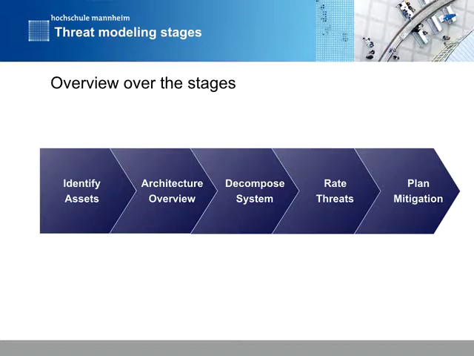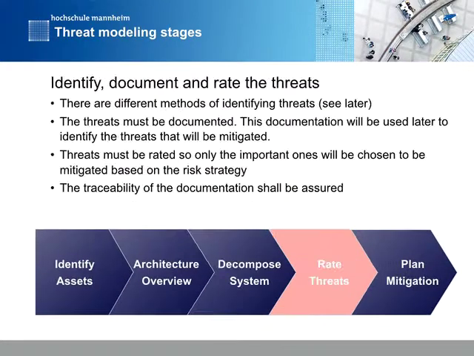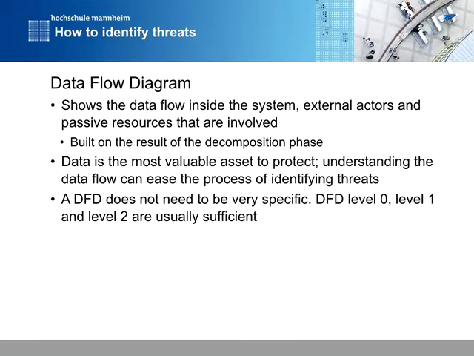Decompose the system is then to draw trust boundaries, so say these parts belong together, and between these and these I have a trust relationship. So everything that comes from in here I trust, everything that comes from outside I don't trust. Rate the threats. You've been here. First step, identify. I would recommend brainstorming. Rating I will explain later, and finally plan the mitigation, which means finding countermeasures.